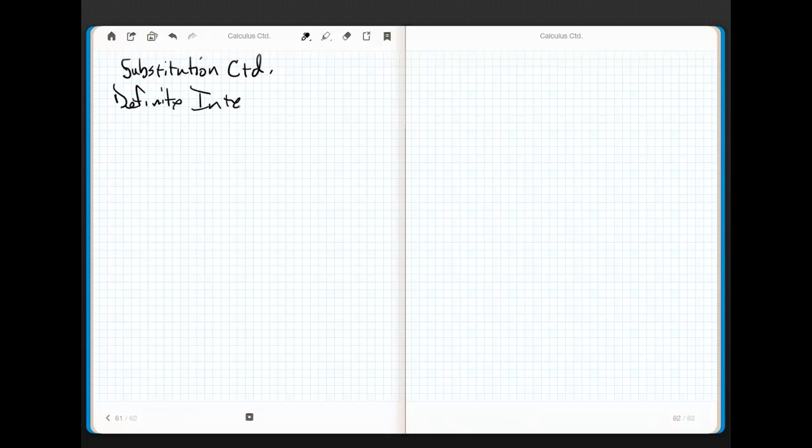Now, the cool thing about definite integrals is, believe it or not, they're almost easier than the indefinite integrals, the ones that don't have any limits on them, okay? So I'm just going to do a couple of examples for you. Let's do the integral from 1 to 4 of e to the root x over root x dx.